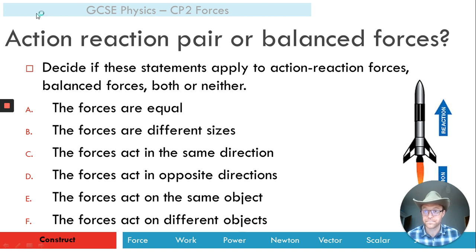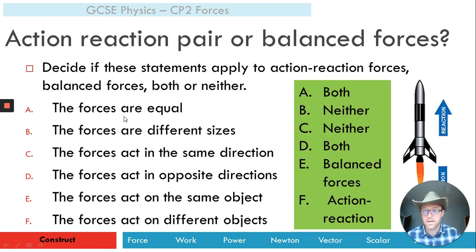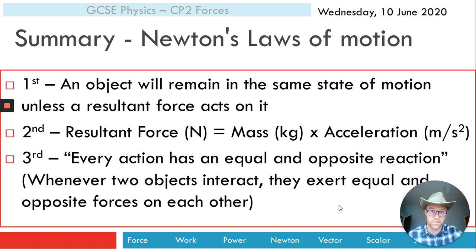Okay, let's go through. Do these statements apply to balanced forces, action-reaction forces, both or neither? A, the forces are equal, that is both. The forces are different sizes, neither, they're always the same size. The forces act in the same direction, neither. The forces in balanced forces and action-reaction pairs act in different directions. The forces act in opposite directions is both. The forces act on the same object is balanced forces. The forces act on different objects are action-reaction pairs from Newton's third law.